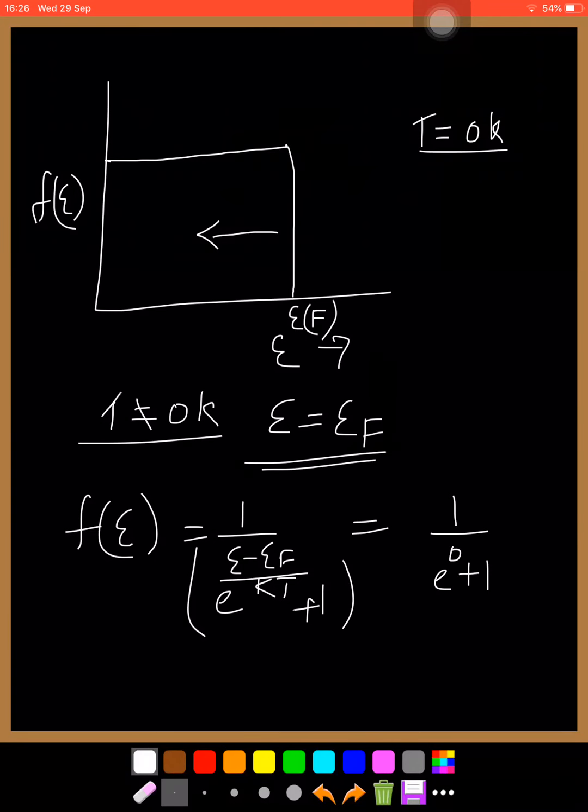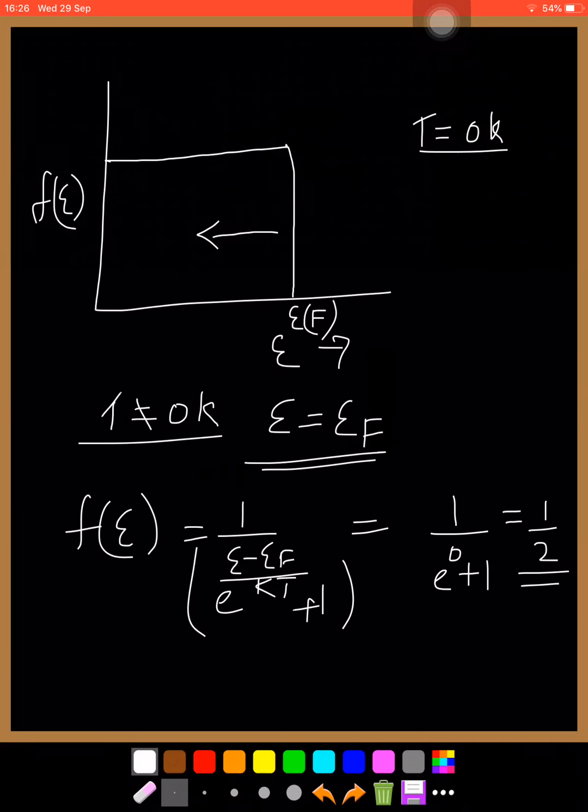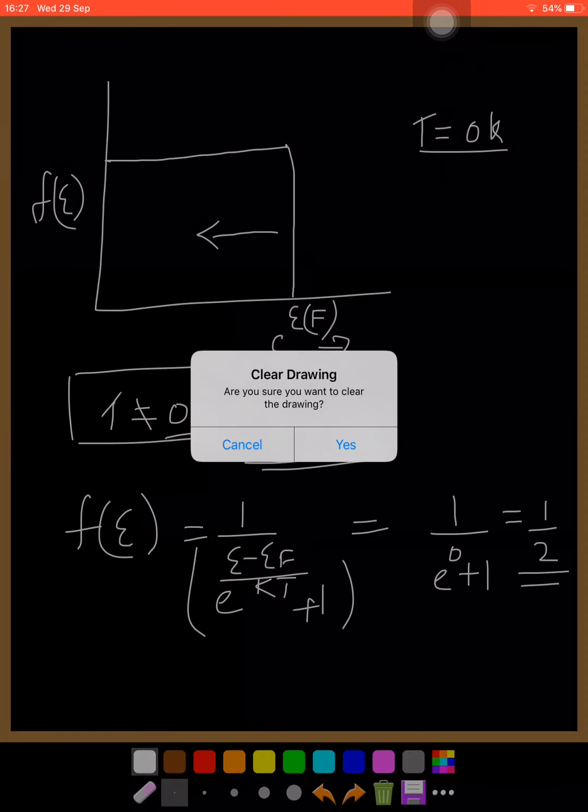e raised to 0 എന്താണ്? e raised to 0 1 ആണ്. 1 by 1 plus 1 അല്ല, that is 1 by 2. And this is a situation when T not equal to 0 Kelvin. So now we know what is Fermi Dirac distribution function and what is its value below EF and above EF when T equal to 0 Kelvin. And for other temperature when E equal to EF, F is equal to half.